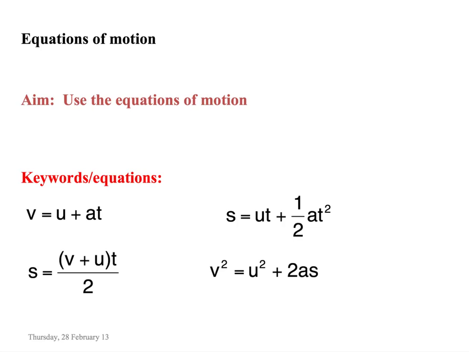In particular, I'm looking for people at the C grade level to be able to use these two equations on the left. You should be able to use the first equation to work out either V or U, and you should be able to use the second equation, which might involve a change of subject. To get a B or an A you need to be using the equations on the right, and that may involve again a change of subject.